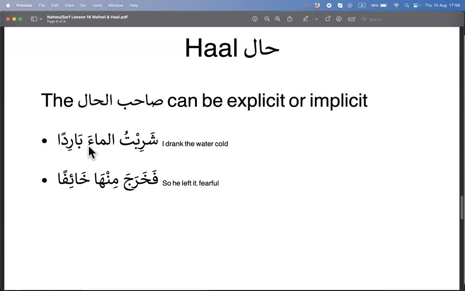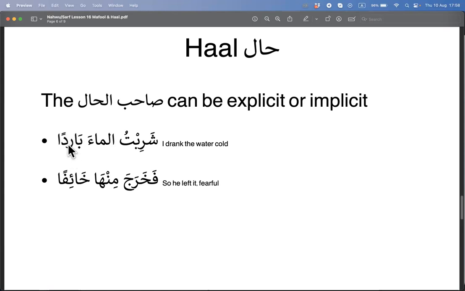Al-ma'u is proper, baridan is common, right? So although in meaning it sounds like it's describing the water, in Irab you cannot say this is the sifa because it doesn't match the four properties. But we call this one in Irab, we say it's hal.